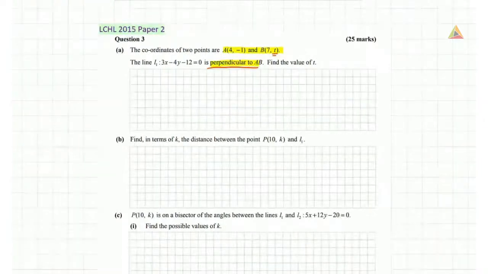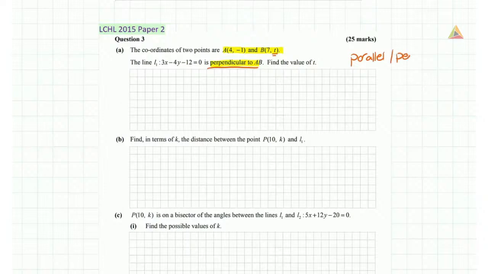Now, anytime I see the word parallel or perpendicular in a question about the line, I always have to think about slope. I should always be thinking about slope. So what we're going to do is start by finding the slope between these 2 points. Then we're going to find the slope of that line, and then we'll worry about them being perpendicular.